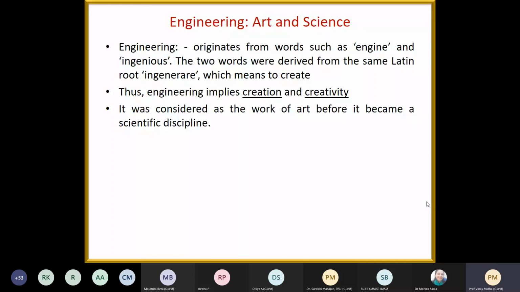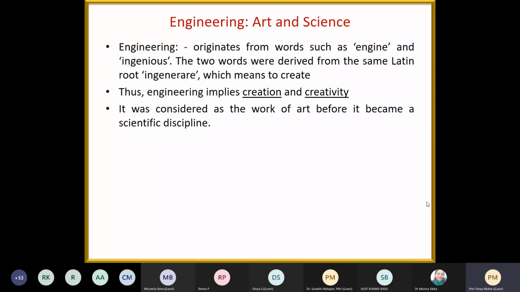So basically we can say that engineers are creators, or engineering implies creation and creativity. But it is not only engineers who carry out creation. There are other people also who are involved in artistic creations. Engineers scientifically create things for the benefit of society. They employ scientific tools and knowledge for the creation of certain products and designs so that the product can be made for the benefit of society.